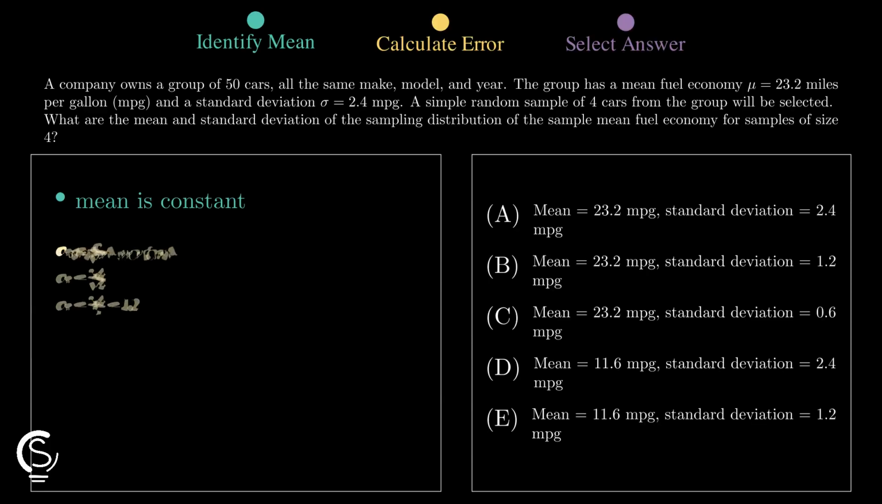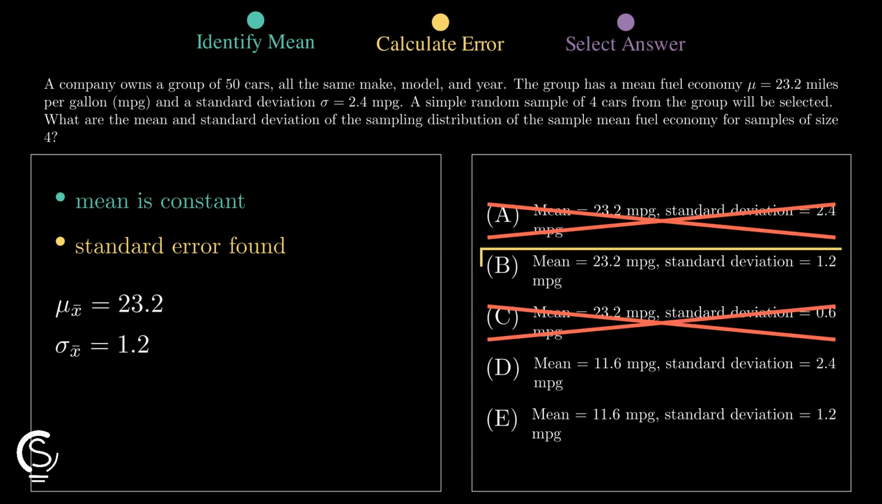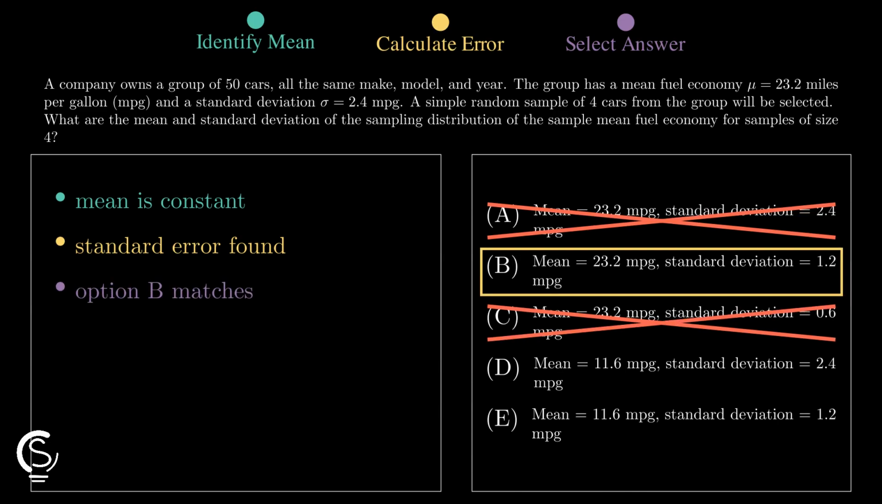Comparing our results to the given choices, we see that option B matches our calculated mean of 23.2 and our standard deviation of 1.2. Boom!